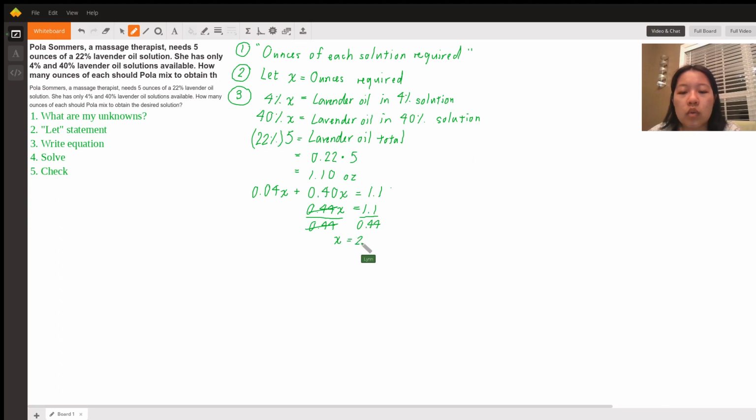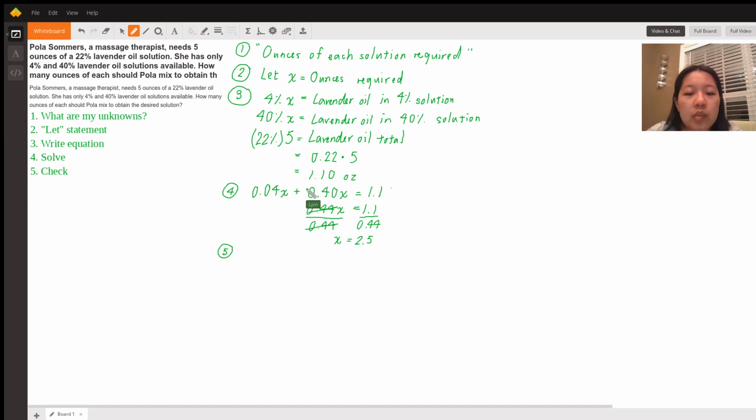So we should have 2.5. So this is all of this. This was my step four, solving. And step five, let's check if that makes sense. So if I say I'm going to have 2.5 ounces of the 4% and 2.5 ounces of the 40%, that should give me 5 ounces total. Does that make sense? Yes.